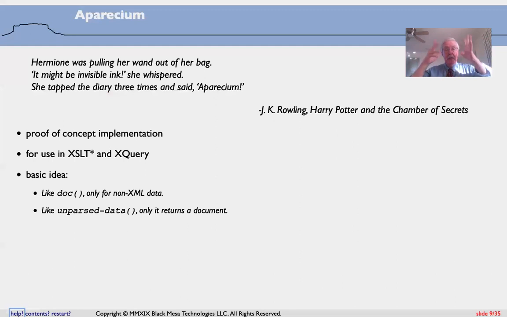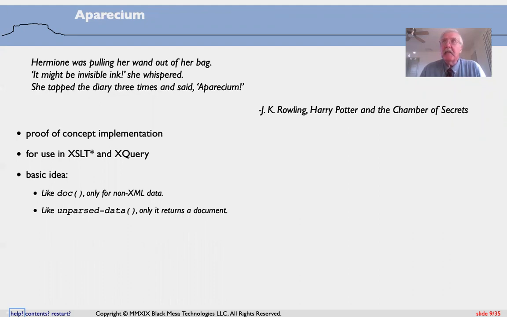So much for Invisible XML. Now let's talk a little bit about Aparecium. The name Aparecium comes from the Harry Potter novels. Some of you will remember vaguely. Some of you who have read them many times, perhaps with children, will remember it very clearly. Hermione suspects that a book contains invisible ink, and so she uses a spell called Aparecium to make what is invisible visible. Aparecium is a proof of concept implementation of Invisible XML.